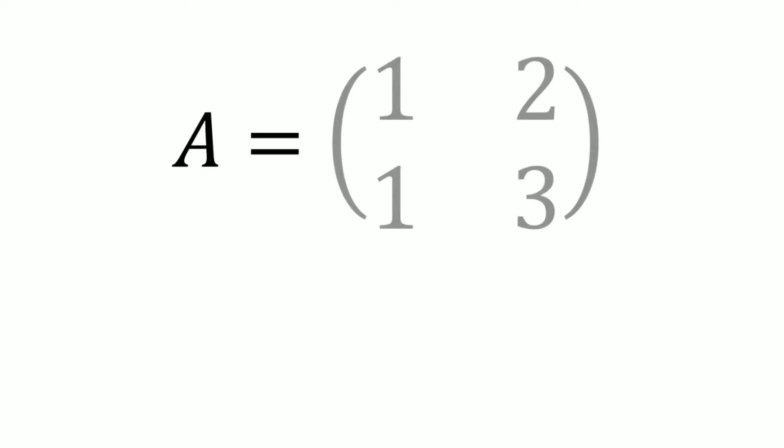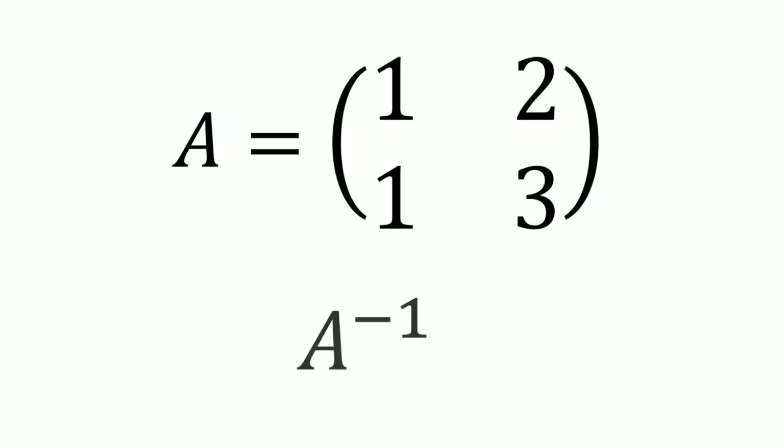On your screen you can see matrix A, which is a square matrix for the 2. This matrix has the entries 1, 2, 1 and 3. We have to find the inverse of this matrix. Only square matrices can have an inverse, so for this 2 times 2 matrix it is possible to have an inverse.